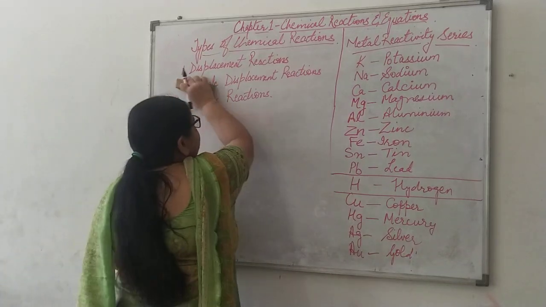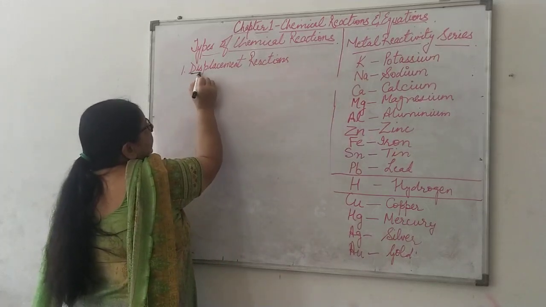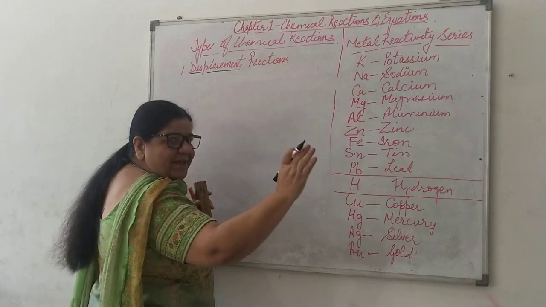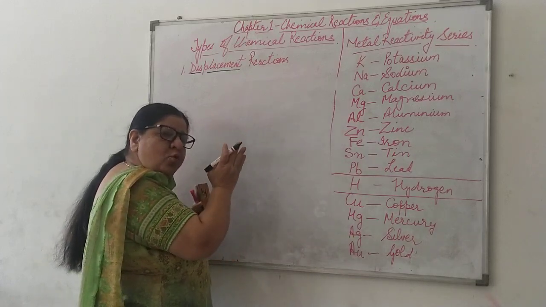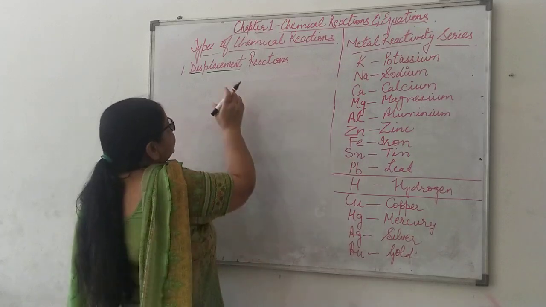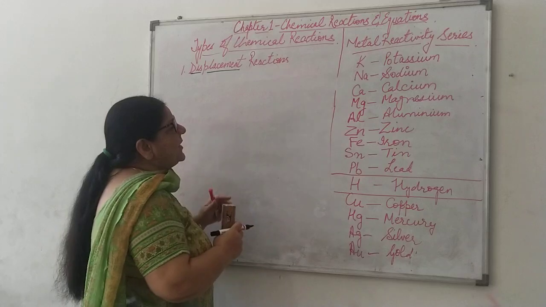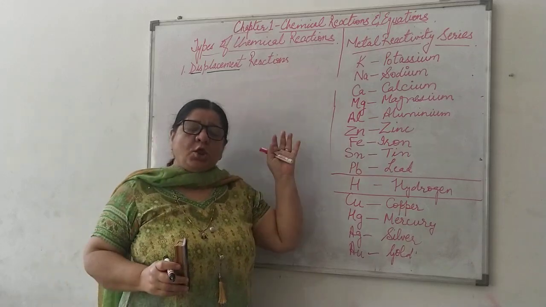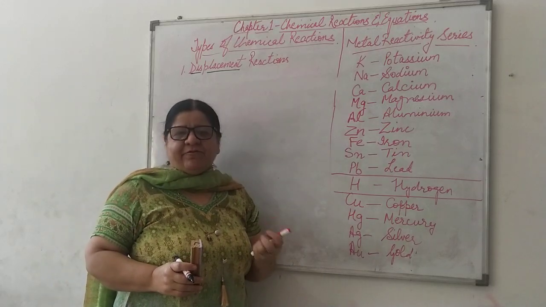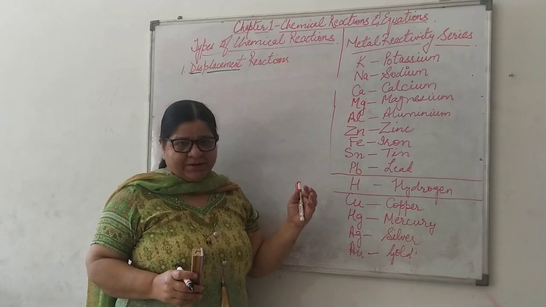Displacement, as the name indicates, to displace something, to remove something from its place. So that is known as displacement reaction. Now in displacement reaction, what happens? The more reactive metal displaces the less reactive metal.